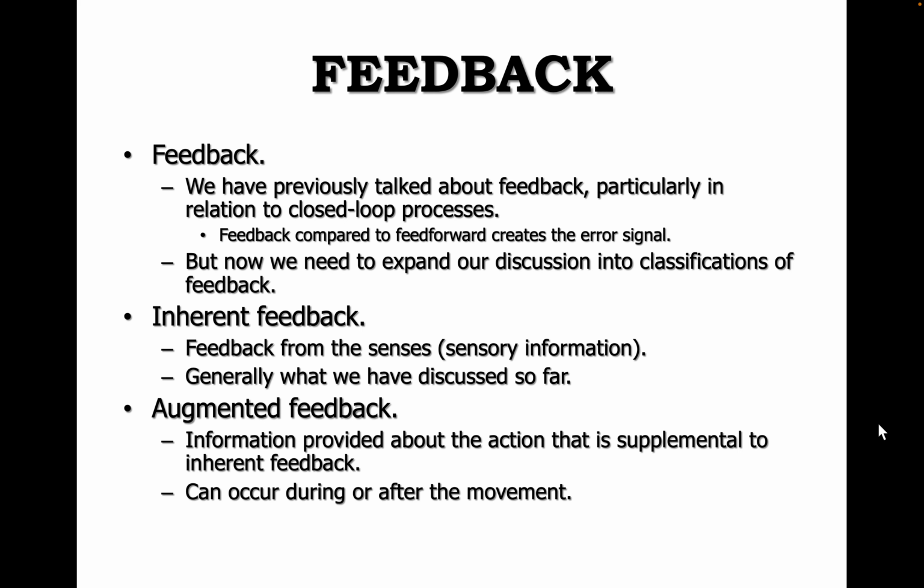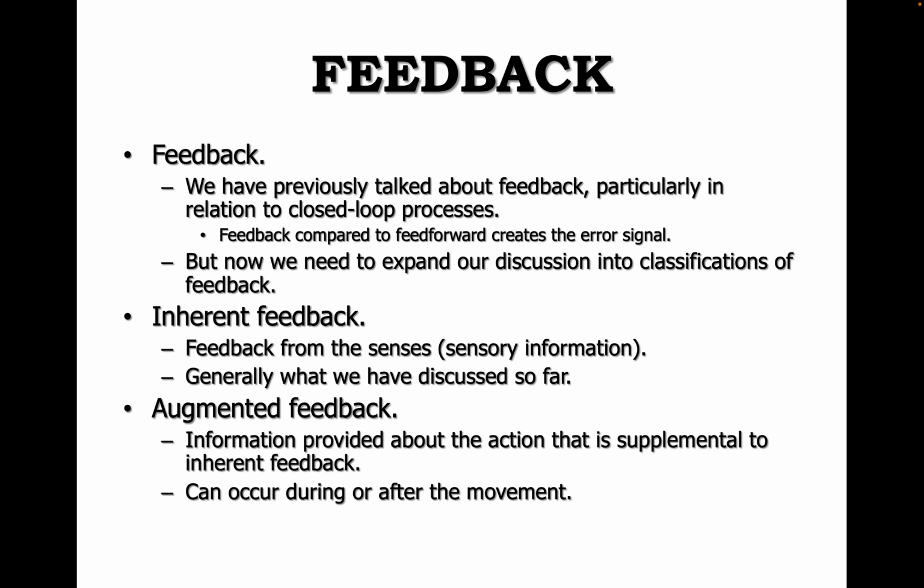So we've talked about feedback previously in other units, specifically those in closed loop processes, meaning that we're trying to detect errors, and if there's an error there, we make a correction. But we want to now expand our discussion of different feedback classifications. There's essentially two main categories of feedback. There's inherent feedback, feedback from the senses: sight, touch, taste, feel. And again, that's mainly what we've discussed in previous units.